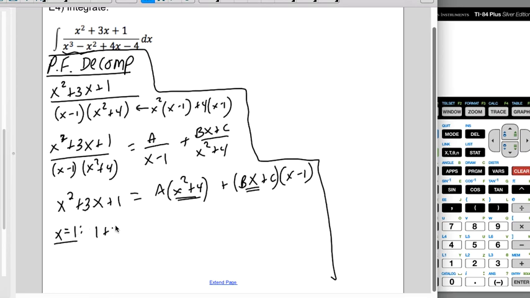So I get 1 plus 3 plus 1 on the left-hand side. On the other side, I get A times a 5 and then a bunch of 0 because the x minus 1 would knock all that out. So I get 5 equals A times 5.